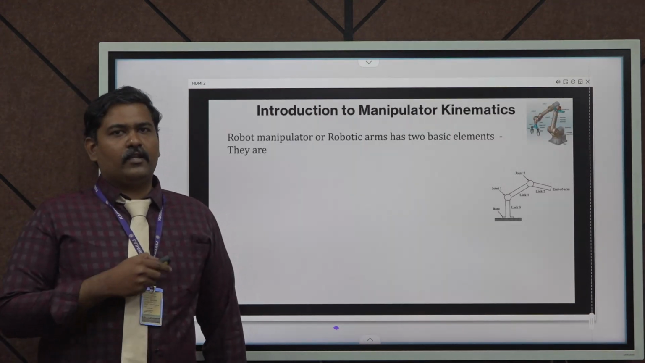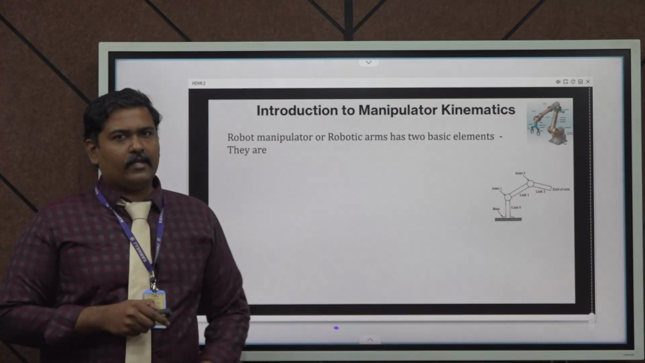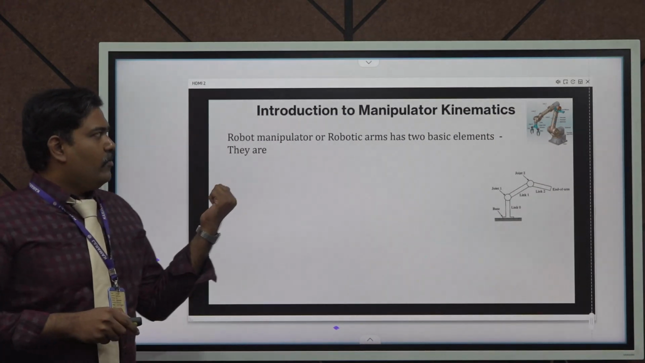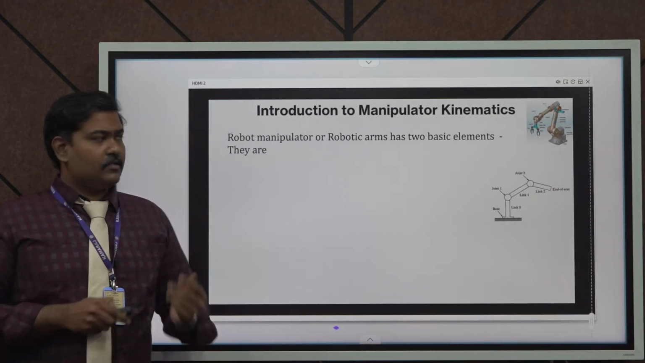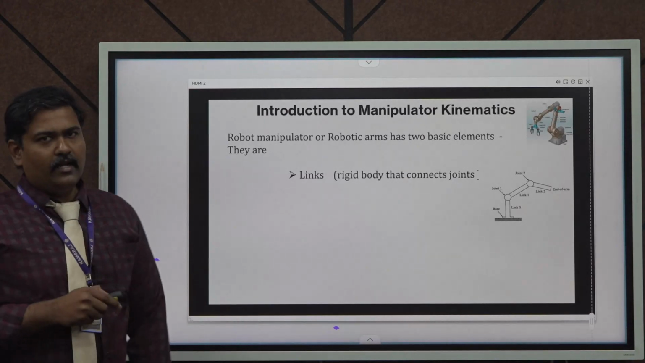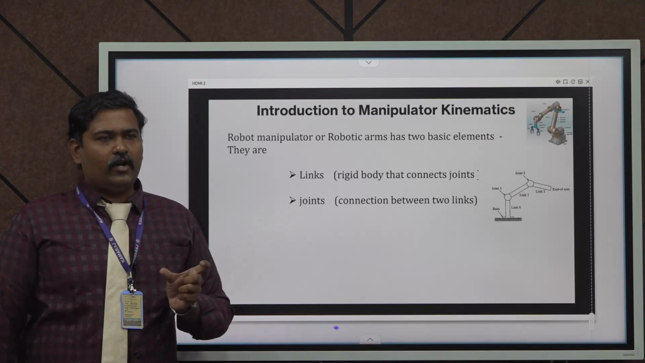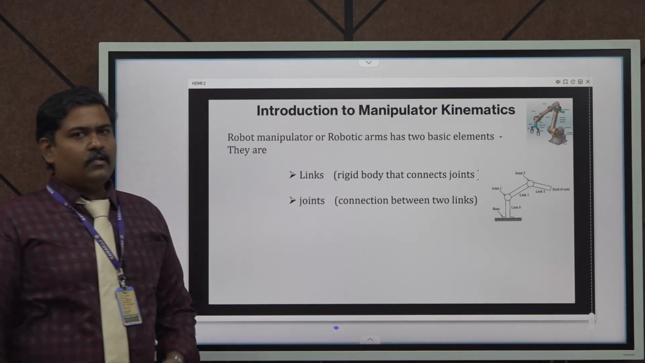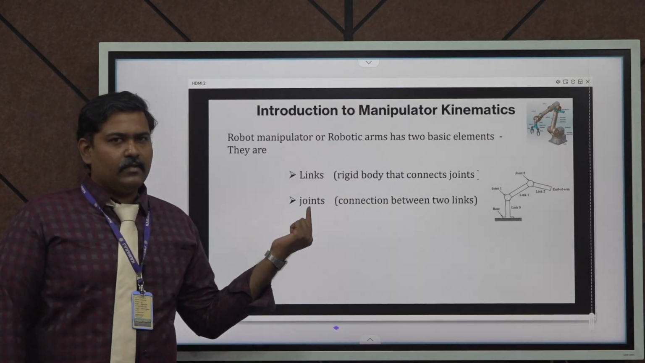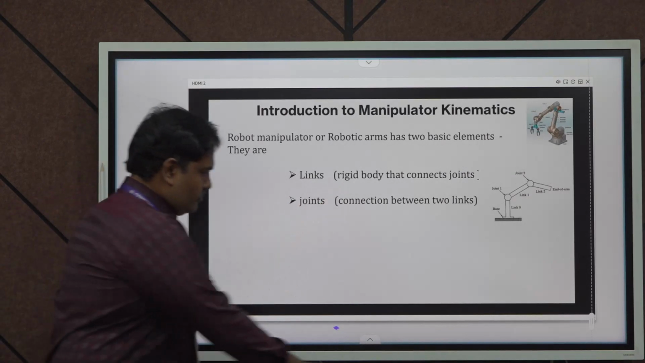Next one, introduction to manipulator kinematics. We know robot manipulators have two basic elements. They are links and joints. Links are nothing but a rigid body that connects the joints. Joints are nothing but a connection between two links.